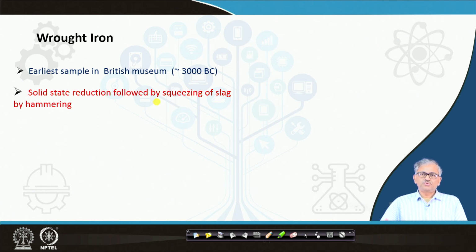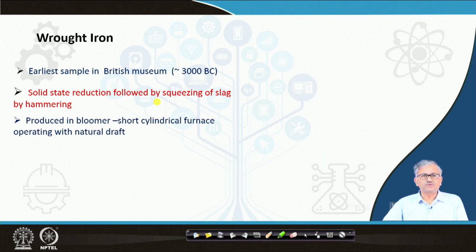Then if you hammer the material, the slag will be squeezed out, and partially some of the slag will remain intermixed with the iron produced. That is called wrought iron. The word wrought has come basically from working; if you work on it, from that it has come. So solid state reduction followed by squeezing of slag by hammering is called wrought iron.